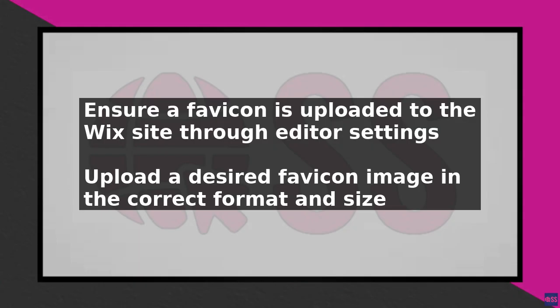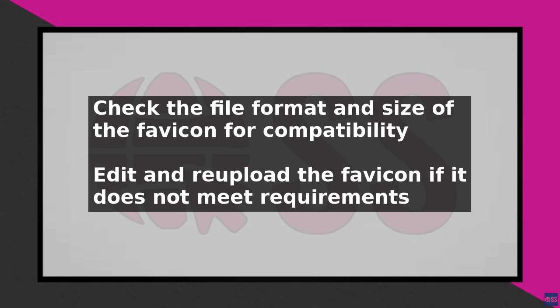Next, check the file format and size of your favicon. Wix recommends using a square image with a minimum size of 16 by 16 pixels and a maximum size of 500 x 500 pixels. The file format should be either PNG, GIF, or ICO. If your favicon does not meet these requirements, edit and re-upload it.